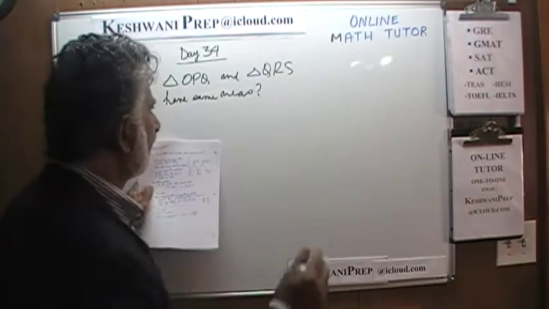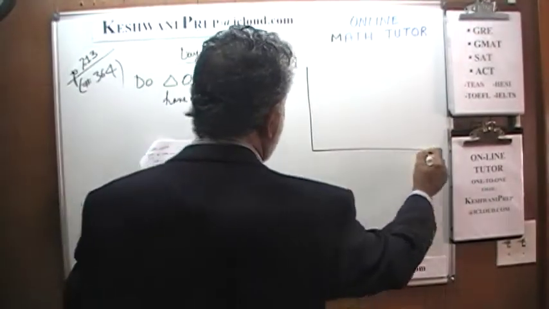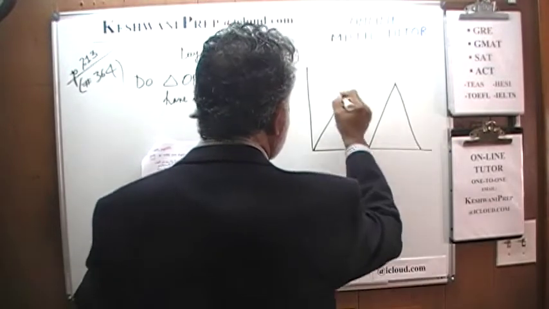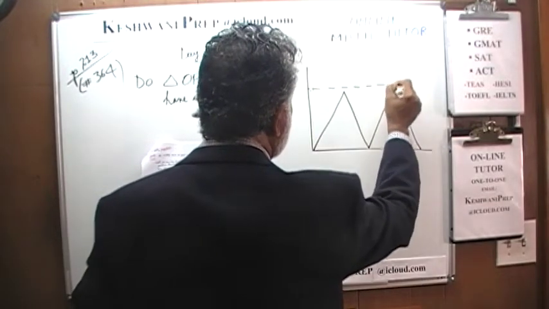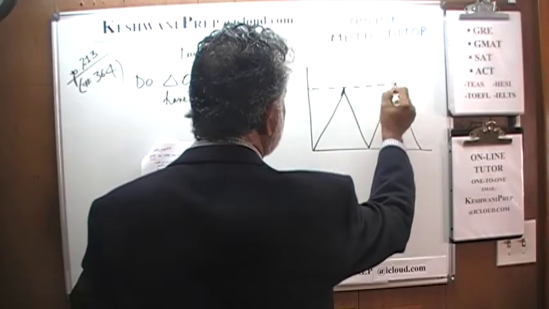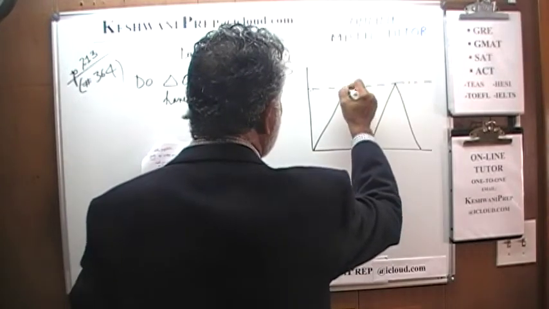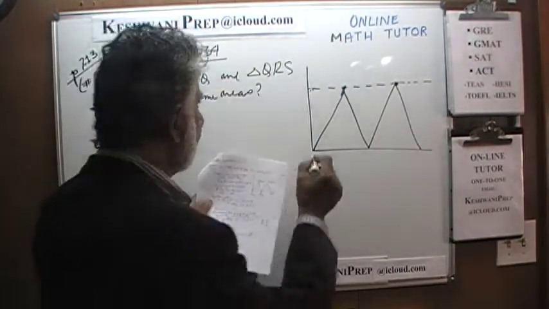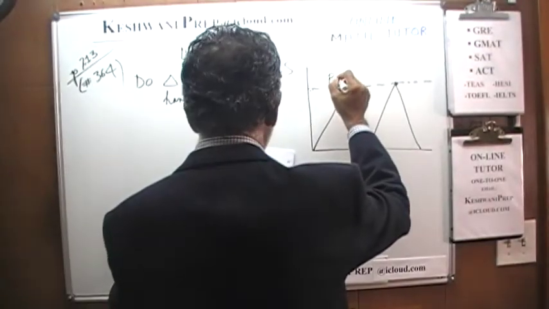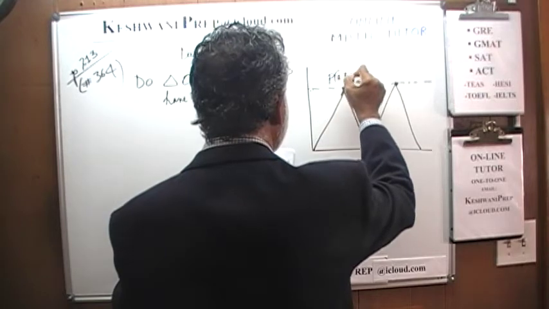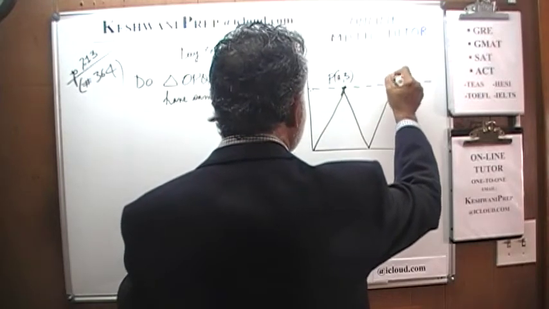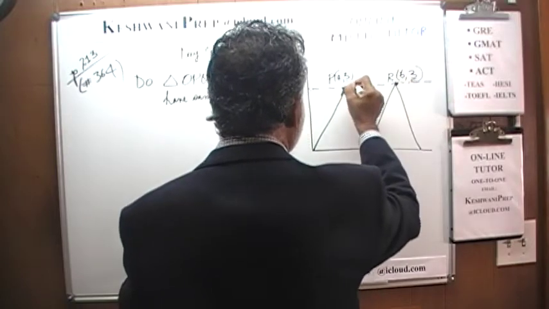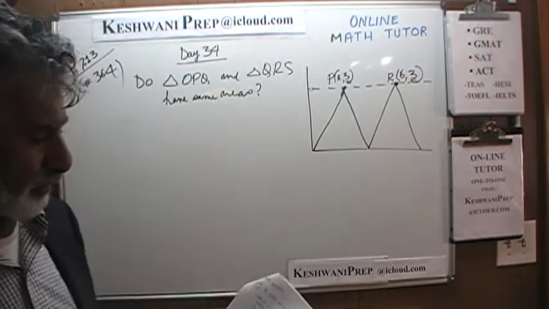The picture looks something like this. It comes all the way up to here. They have the same altitude. They don't give us the dotted line, but we know they have the same altitude because they give us the coordinates. Coordinates of point P are A3 and coordinates of R are B3. As you can see, the y coordinate is the same, so we know they come to the same altitude.